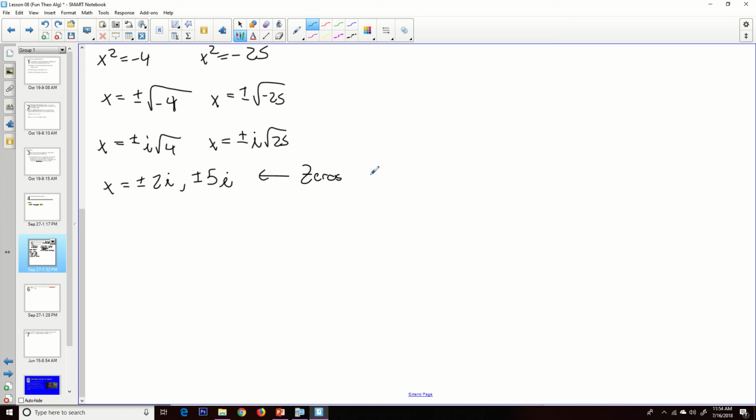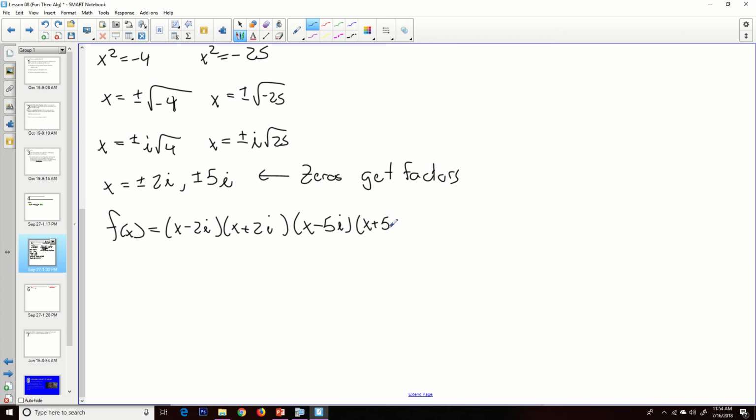And we want to get factors. So our factors will just be, well, we'll say f of x, the function written as a product of linear factors, x minus 2i, x plus 2i, x minus 5i and x plus 5i.